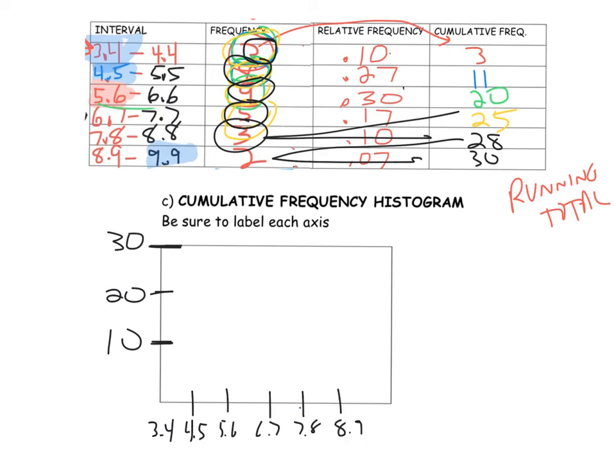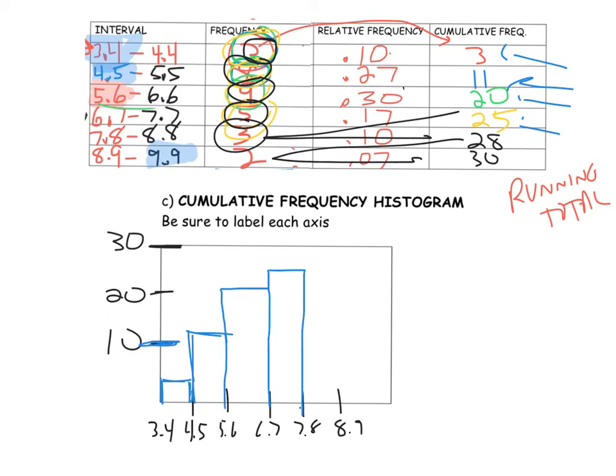Now we're going to construct our cumulative. So first interval, we're up to 3. Since this is 10, we go a little bit less than halfway. Then we jump up to 11 for the second cumulative. Then we're all the way up to 20 for the third interval, 25 for the fourth interval, 28 for the fifth interval, and then we're up to 30 for the sixth interval. And if you do this cumulative histogram correctly, it should look like a staircase.